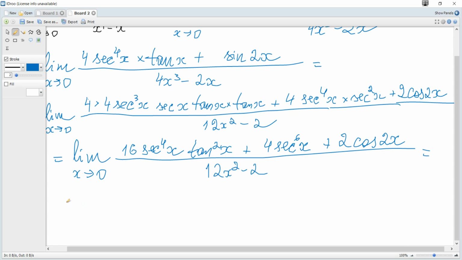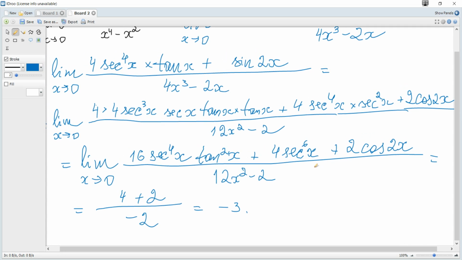And now we substitute 0 for x, and we can see the tangent of 0 is 0, secant is 1 over cosine, cosine of 0 is 1, so it's just 4, plus cosine of 0 is 1, so 4 plus 2, divided by 0 minus 2, negative 2, and we can see that it's just negative 3. And that's all for this question.